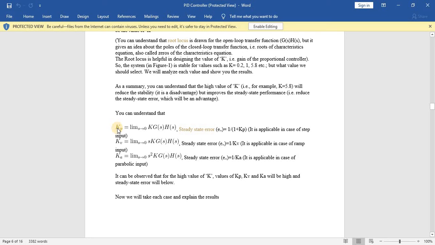Now you can see this Kp is given by the limit as s tends to 0 of k G(s)H(s), where the steady state error is ess equals 1 upon 1 plus Kp. In case of a step input this is applicable. In case of a ramp input this equation is applicable, and in case of a parabolic input this one. I think you have already learned this in the steady state analysis or time response characteristics of a closed loop system. So it can be observed that for a high value of k, the values of Kp, Kv and Ka will be high and the steady state error will be low.